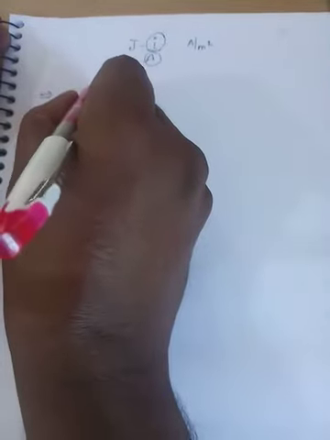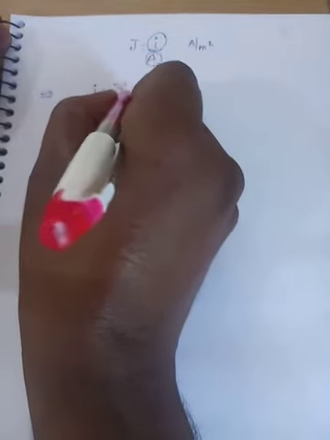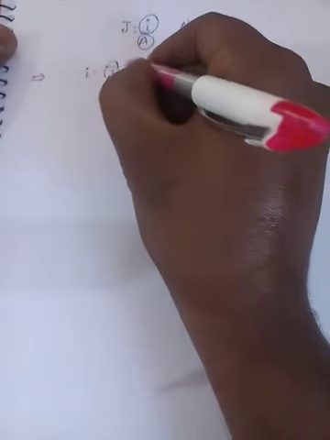Let's see. I can write this formula as I is equal to J bar dot A bar. Is it right? I equals J bar dot A bar, where J bar is the current density and area is also a vector. The dot product of these two we define as current.